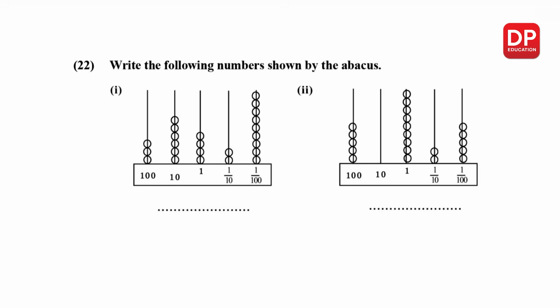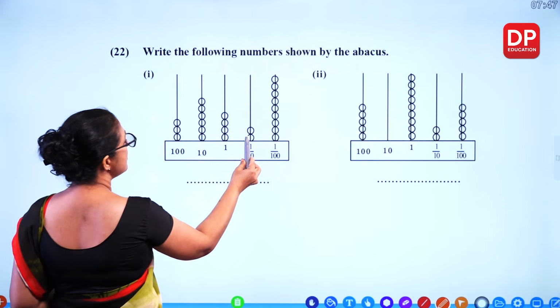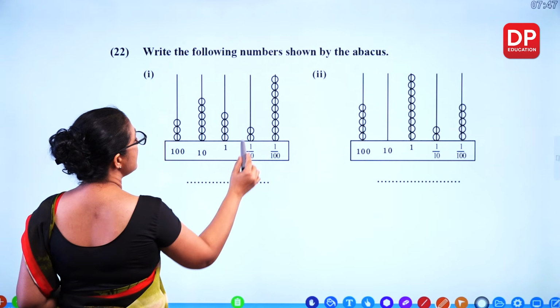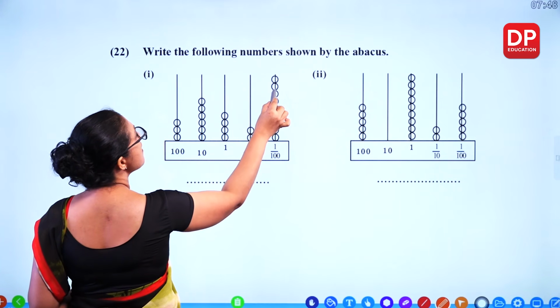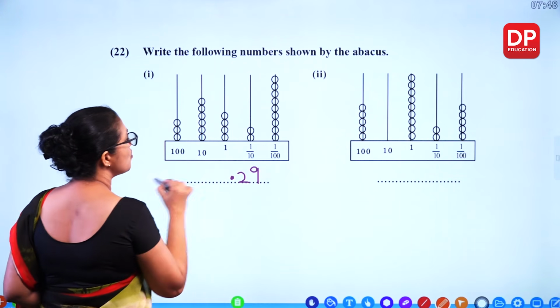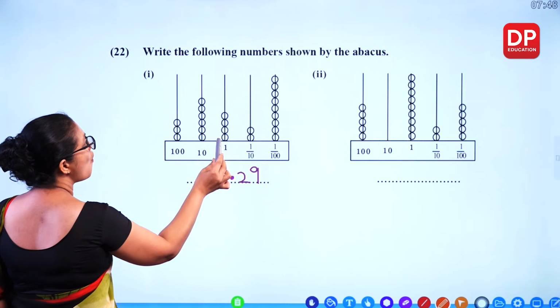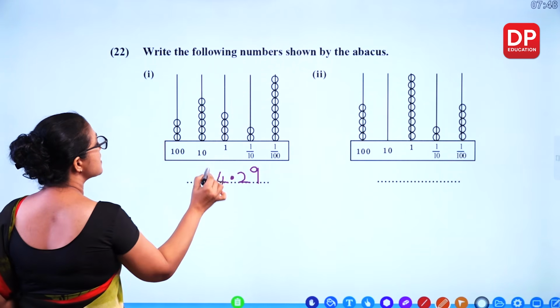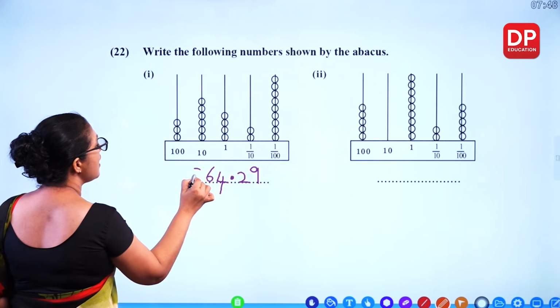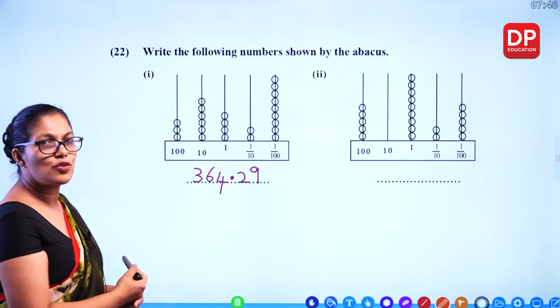Write the following numbers shown by the abacus. So here, this is the decimal point, and here 2 beads are there, and 1, 2, 3, 4, 5, 6, 7, 8, 9. This is 4, 1, 2, 3, 4, 5, 6, and 3. 364.29.